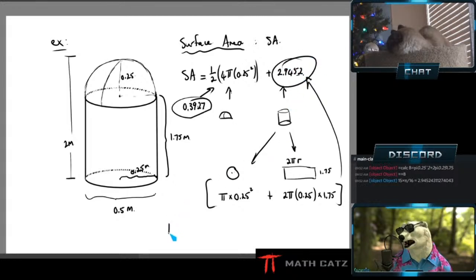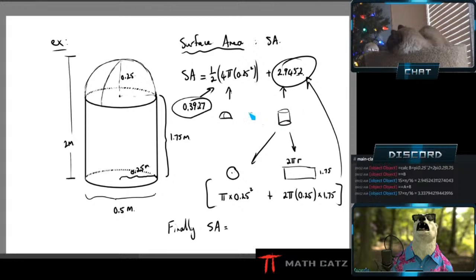So then finally, I'm going to write finally because I'm happy to be at the end here. Surface area is those two numbers multiplied together. Don't use the rounded ones, of course. See what that is? But luckily I assigned variables to this, so it's easy to do. 3.3379 surface area square meters.